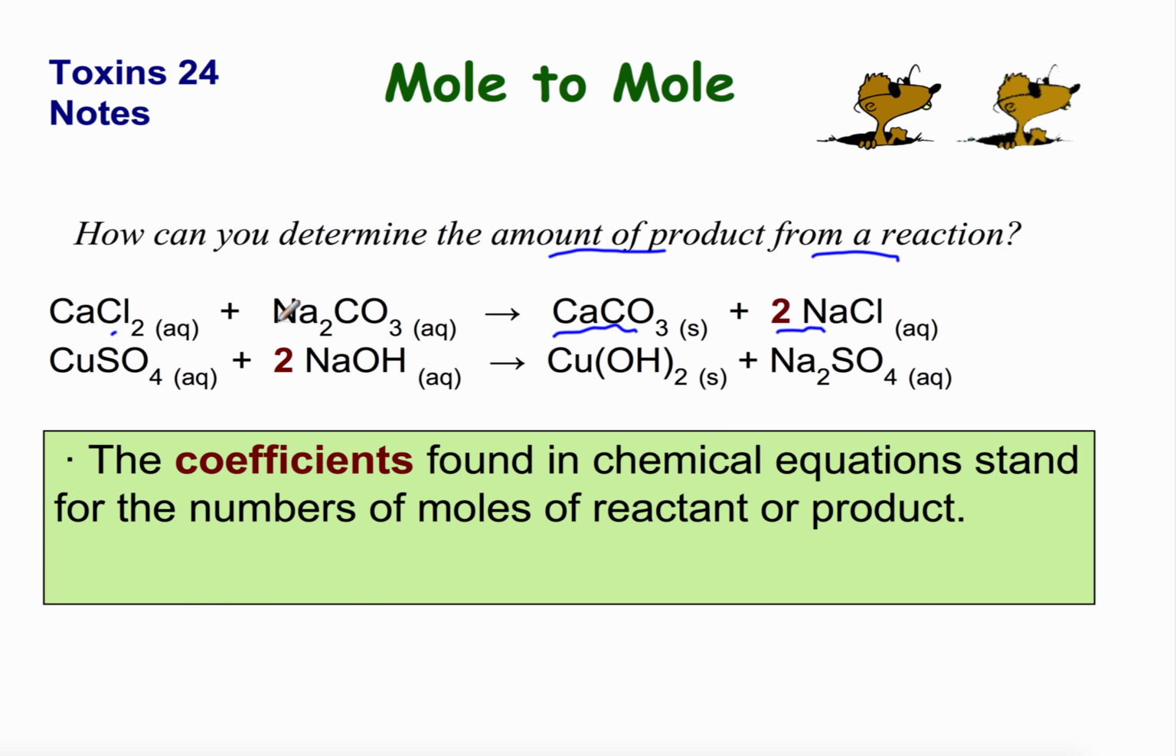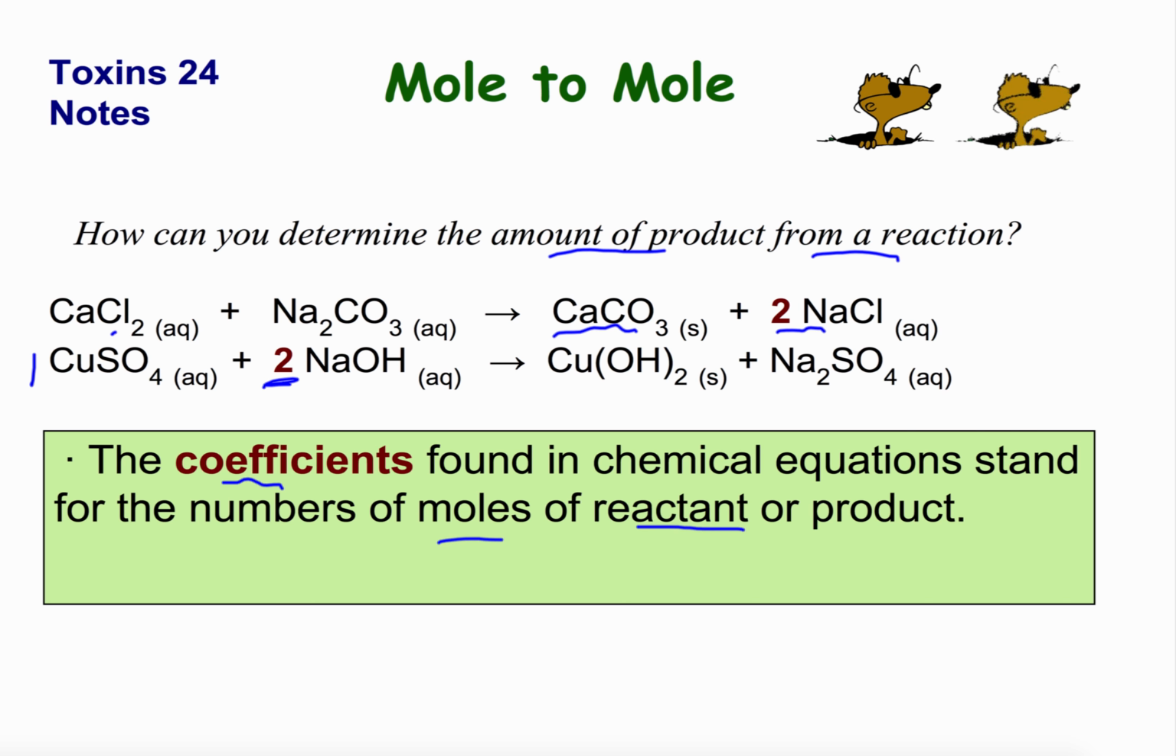Now, I haven't given specific amounts yet because we need to talk about mole ratios. Coefficients in a chemical equation stand for the numbers of moles of reactant or product. So this equation says that 1 mole of calcium chloride combines with 1 mole of sodium carbonate to make 1 mole of calcium carbonate and 2 moles of sodium chloride. Down here, we've got 1 mole of copper sulfate with 2 moles of sodium hydroxide makes 1 mole of copper(II) hydroxide and 1 mole of sodium sulfate.